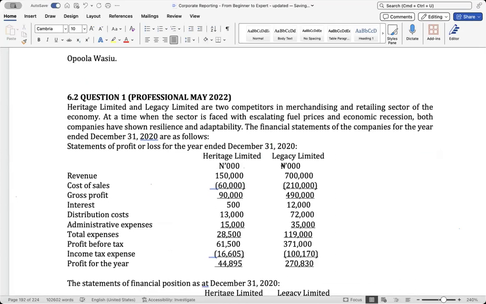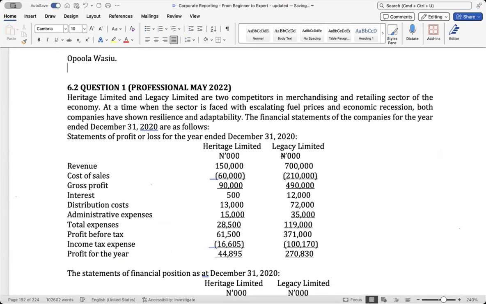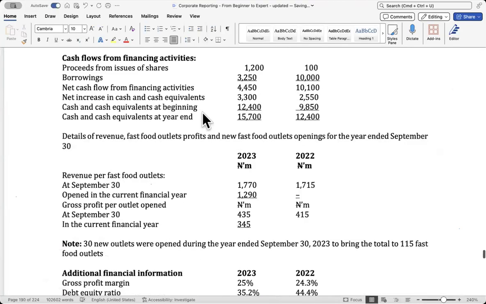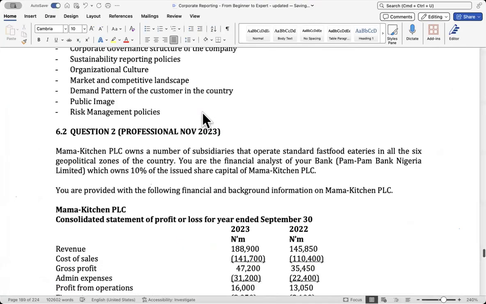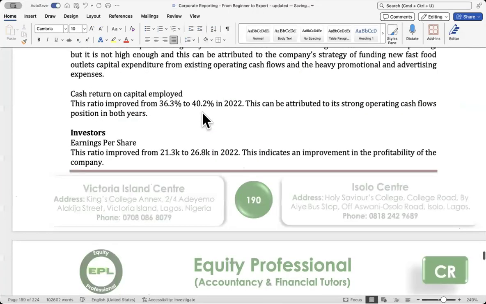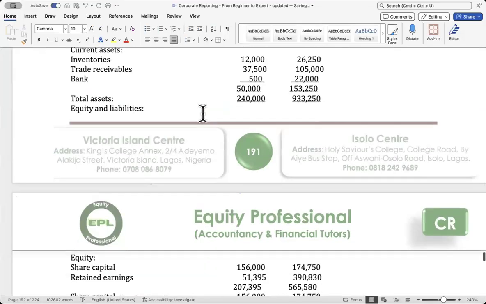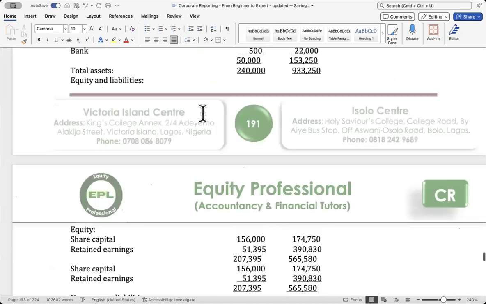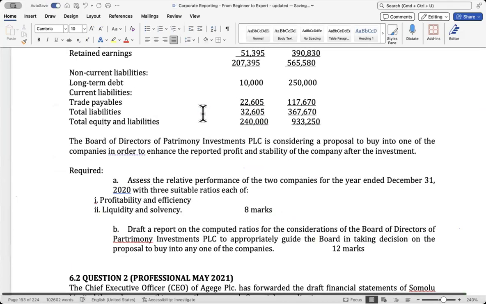So this is May 2022. You can check November. This is November 2023. You can check May 2023. It is very similar to this. There is November 2022. This is November 2022.